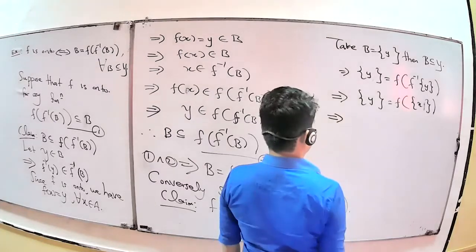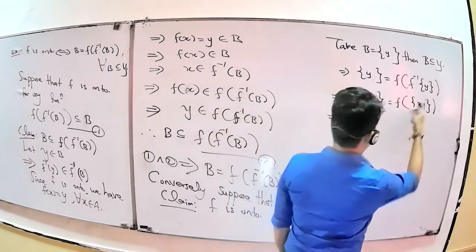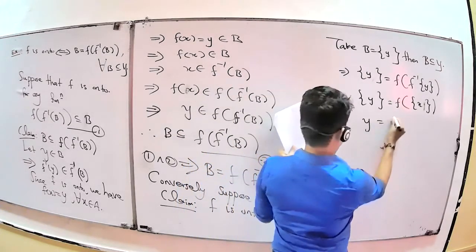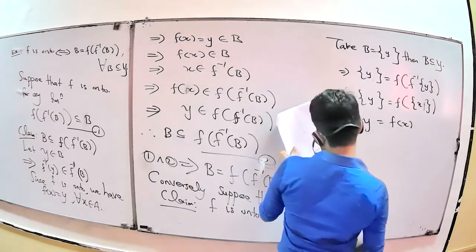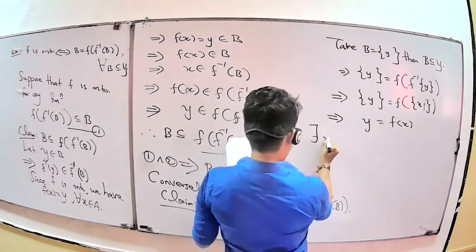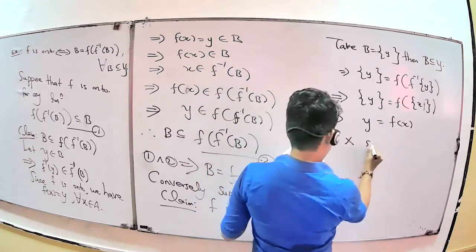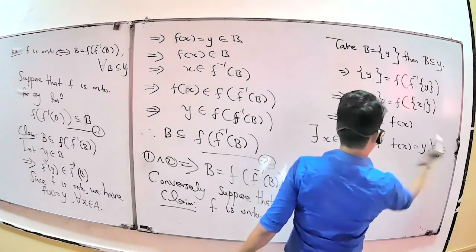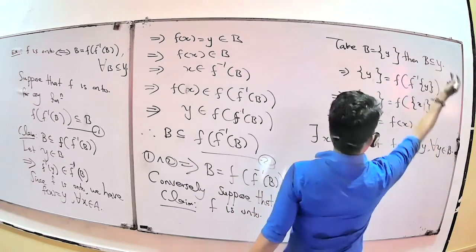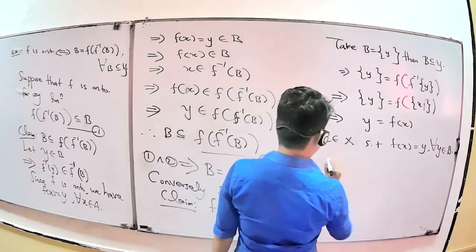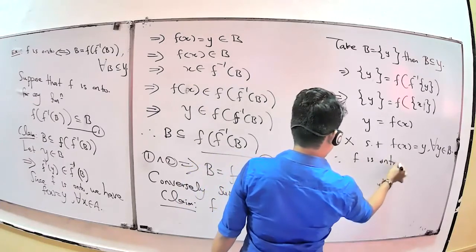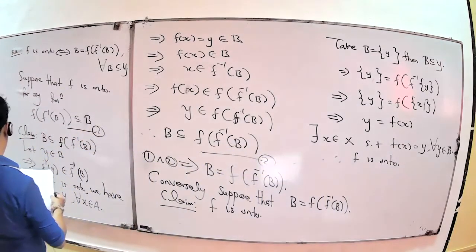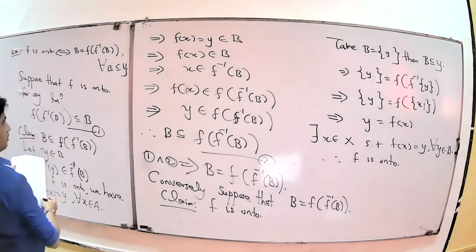This one implies, right? Here one of the set y, here one of the set x. Therefore, this result is true for each element. That means y equal f of x, right? That is, there exists x belonging to x such that f of x equal y, right? For all this y belong to b, because b is a subset of y. This condition is satisfied, therefore f is onto.